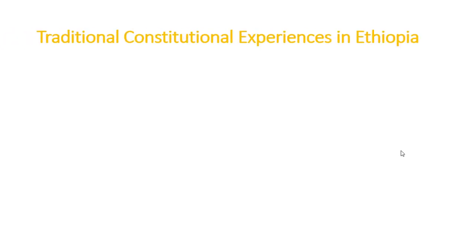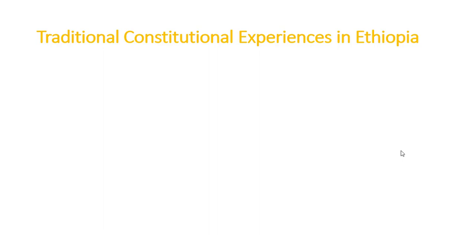Overview of the constitutional experience in Ethiopia. Traditional constitutional experience in Ethiopia. Before the adoption of the 1931 constitution, there was a traditional experience of constitution in Ethiopia. The modern Ethiopian empire, which was created in the last quarter of the 19th century, didn't possess a written constitution until 1931. But this does not mean that the various nations and nationalities of Ethiopia didn't have customs and social norms that regulate their day-to-day life.